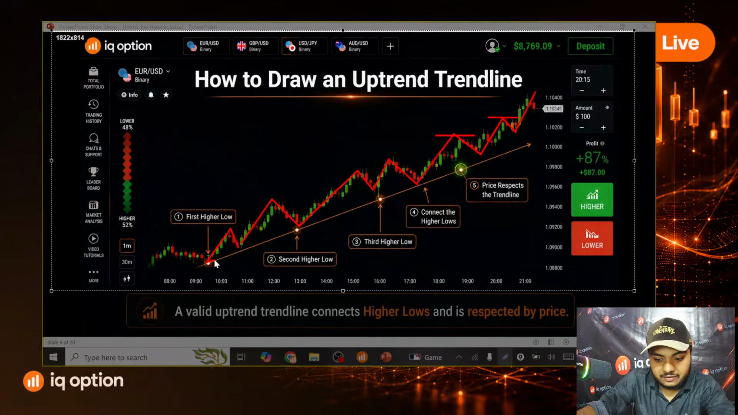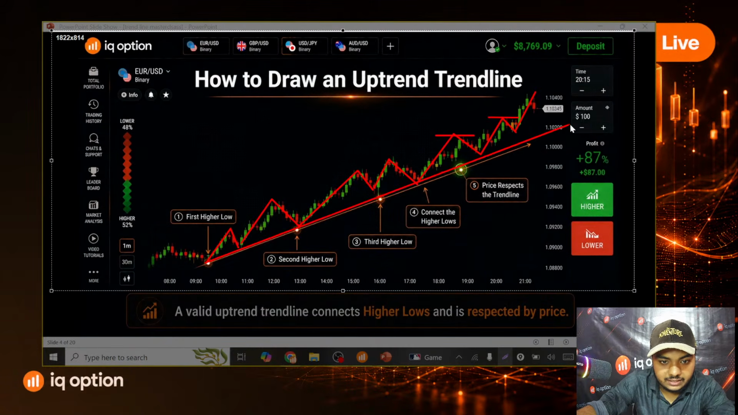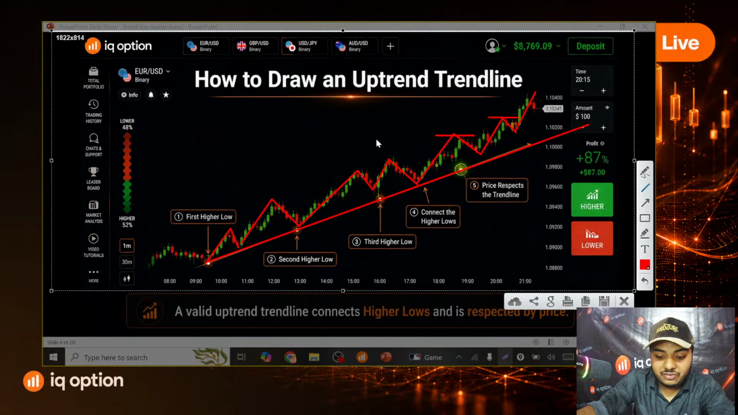Select the first higher low and connect it to the next higher low using a straight line, or trend line, in our IQ Option. I will show you this one. This is our first higher low, and I will connect it to our second higher low. If the price respects the trend line and continues moving higher, the trend line becomes more reliable.